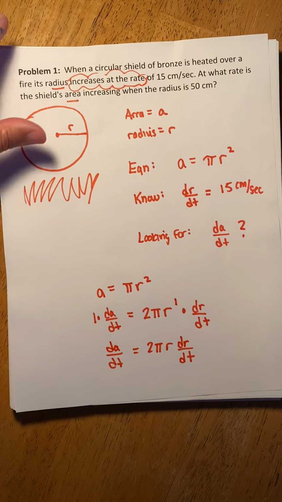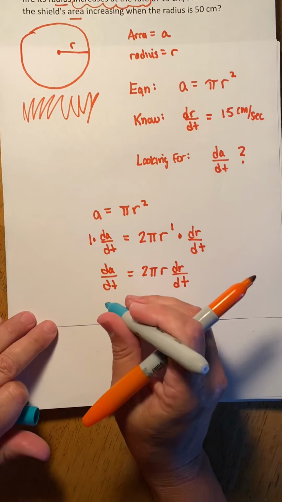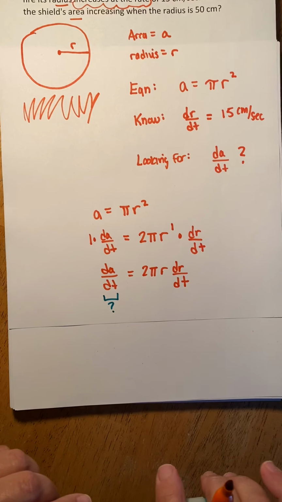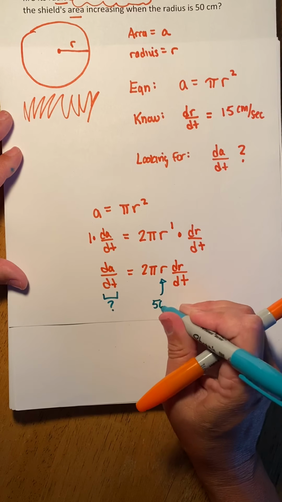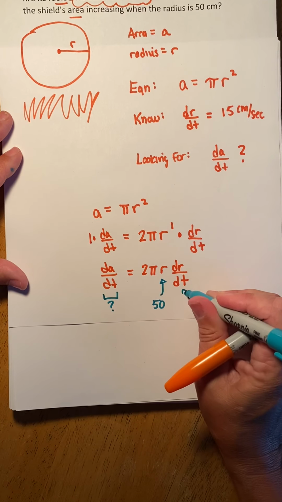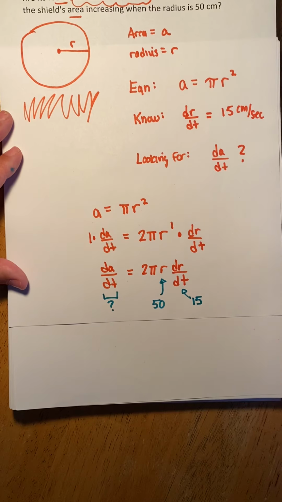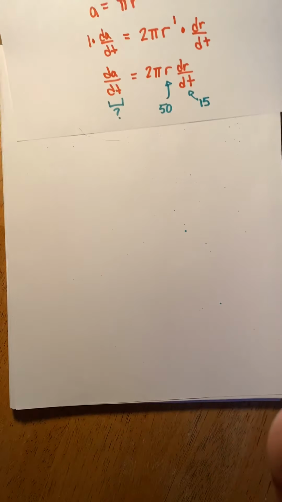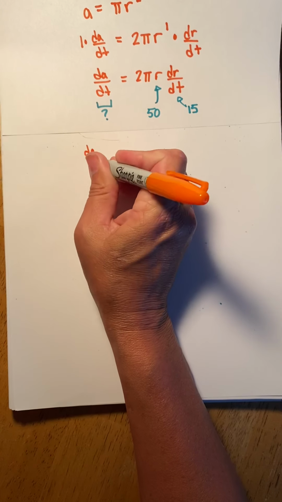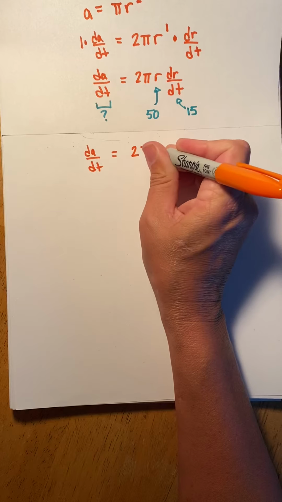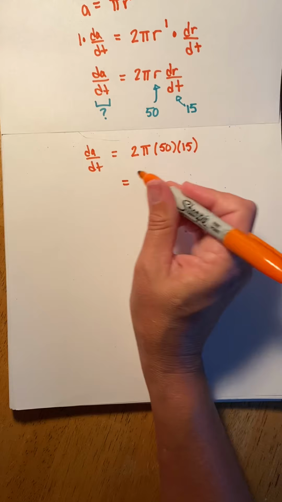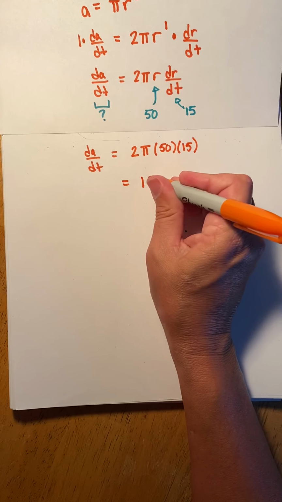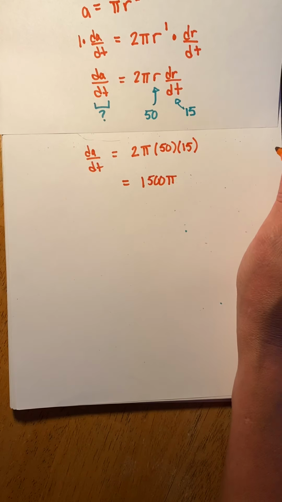Now we go back and plug in what we know and think about what we're looking for. This is what we're looking for. So from the information given, we should be able to plug in everything else. We know we're looking at a snapshot in time when the radius is 50. And we know that it's changing at a rate of 15. Now when I plug things in, I don't put the units in until the very end. It just gets a little bit messy. So what we have here is dA/dt equals 2 pi times 50 times 15, which is equal to, leave it in terms of pi, 1500 pi, unless otherwise stated.